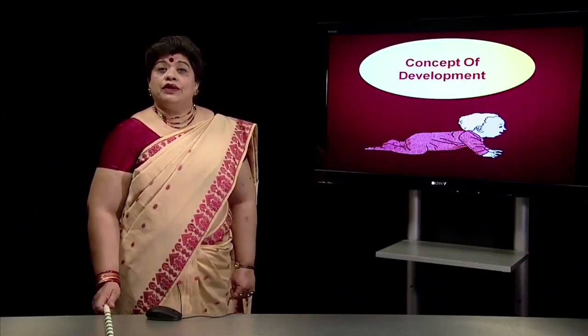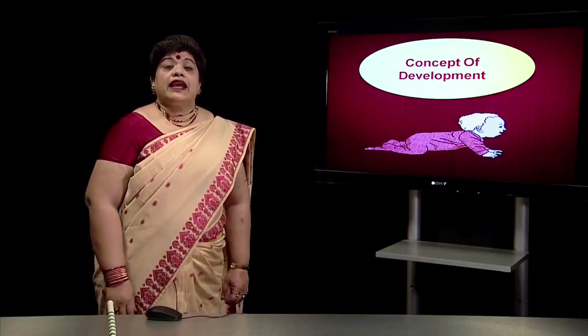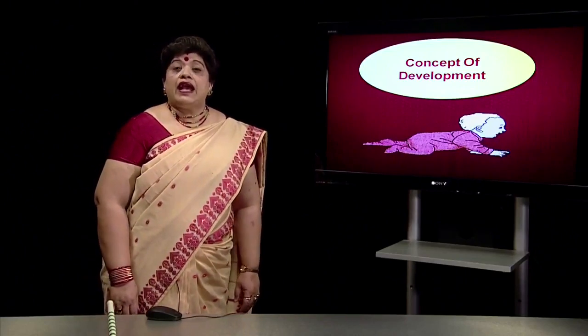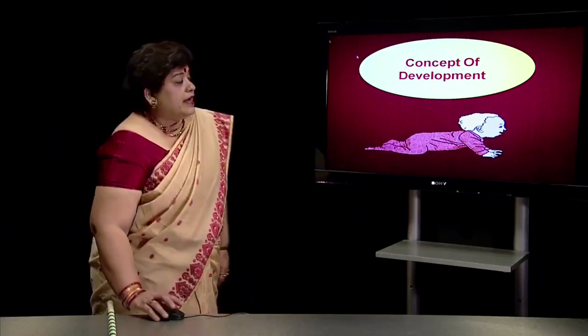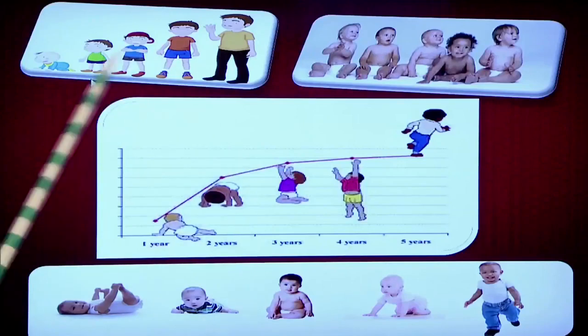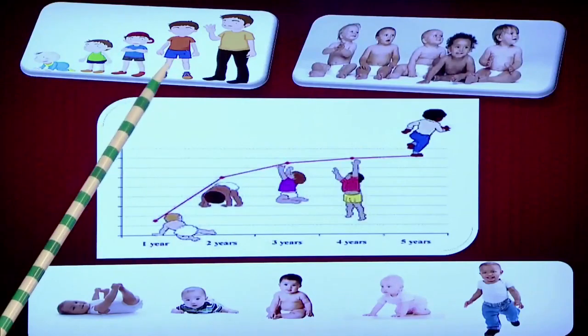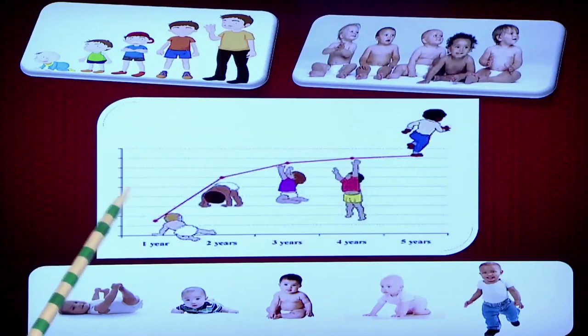Development, as you all know, is a continuous process. It keeps happening throughout life. As the child grows and becomes an adult, you will find that continuous changes are happening. A child is born and becomes a toddler and then becomes an adolescent and grows up into an adult.